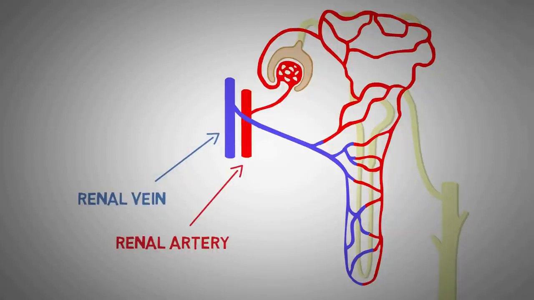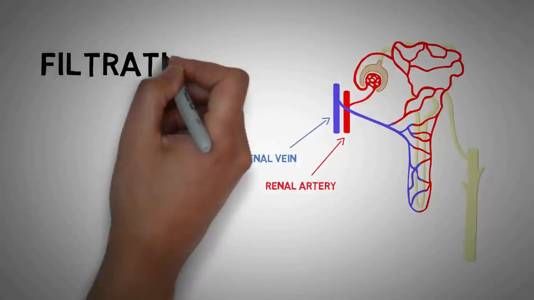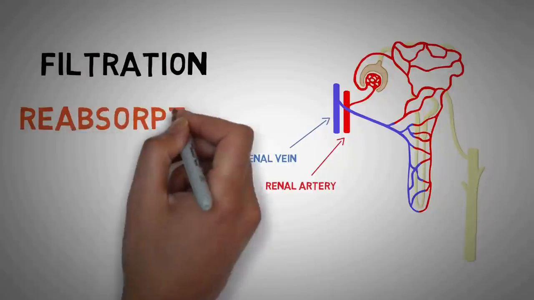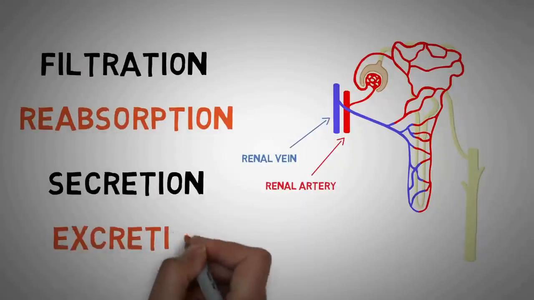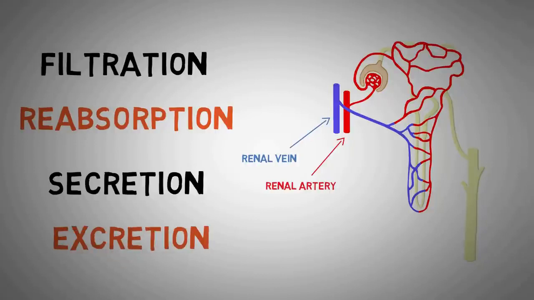Next, let's have a look at its basic function. So the nephron uses four main mechanisms to convert blood into urine, which are filtration, reabsorption, secretion, and excretion. Now, I have seen most of the biology teachers here on YouTube, and what they do is they just explain what is filtration, what is reabsorption, what is secretion, and job done. This is how urine is formed.